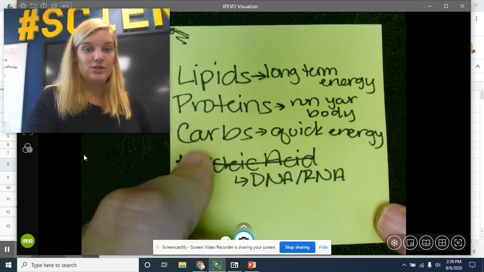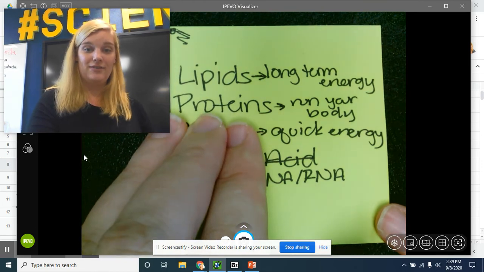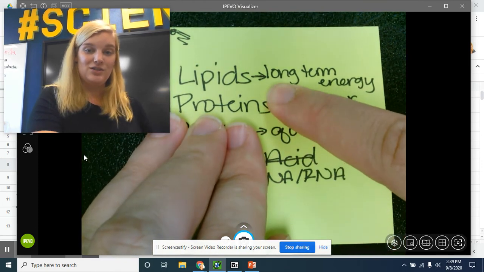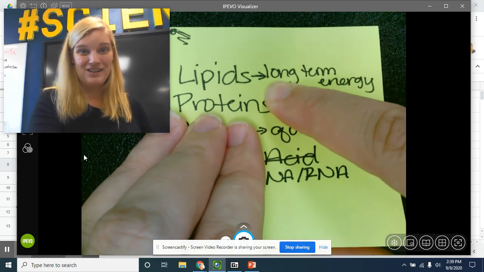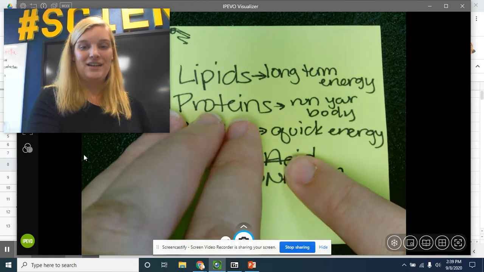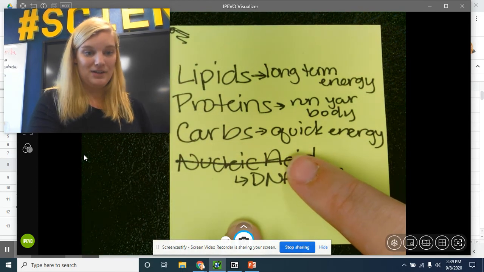Some people as adults will try to do a low carb diet, and that's because when you don't have any carbs to use, then your body starts using that long-term energy, which as an adult, your body does not process as well as when you are young. So that is why you'll see a lot of low carb diets out there. Again, at your age, I wouldn't consider that a great idea.